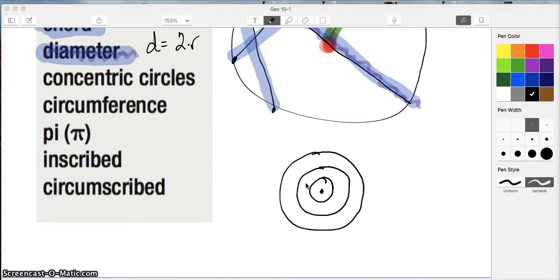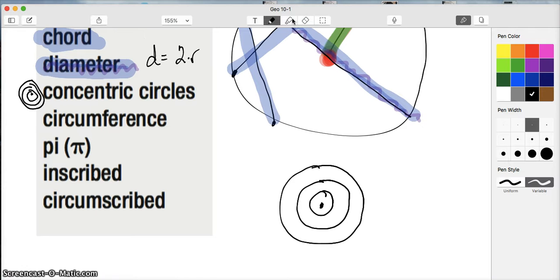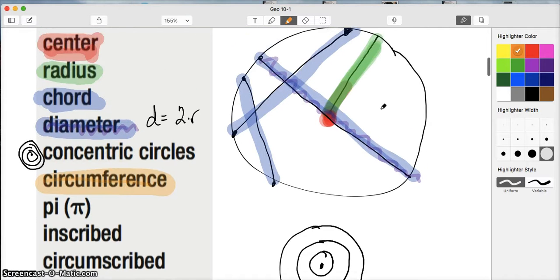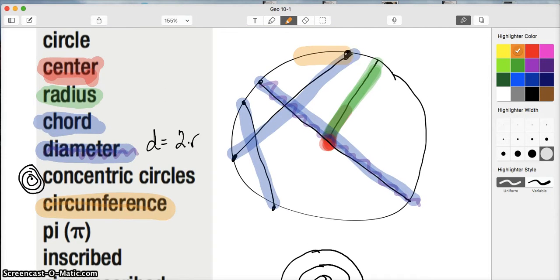When I consider the idea of concentric circles, it really is several circles that have the same center. I'm thinking about the Target logo, right? So concentric circles would be like a bullseye, where you've got several circles that have the same center. And when we talk about the circumference of a circle, we're talking about the distance around the edge. So the circumference of this circle is the length around the circle.